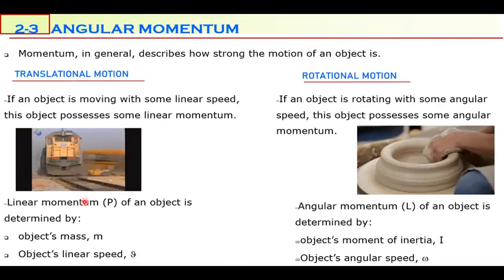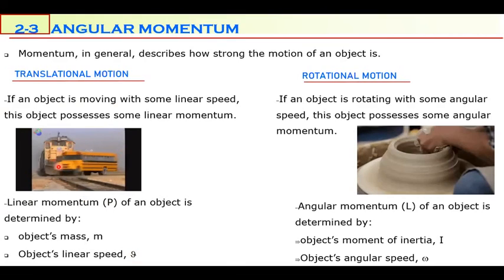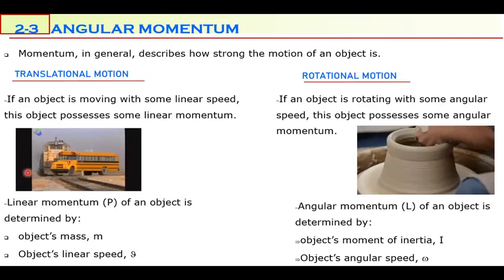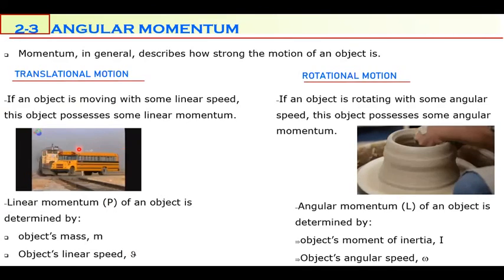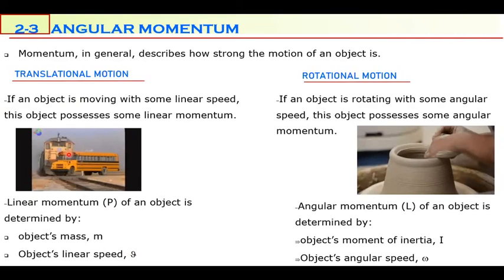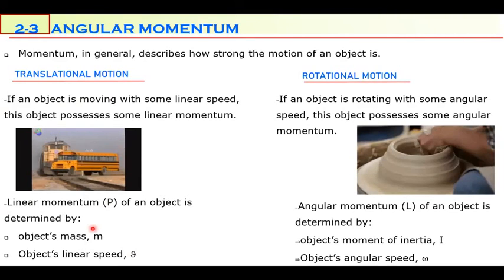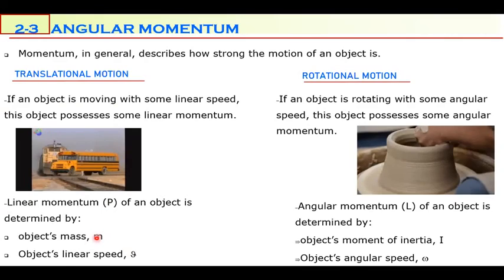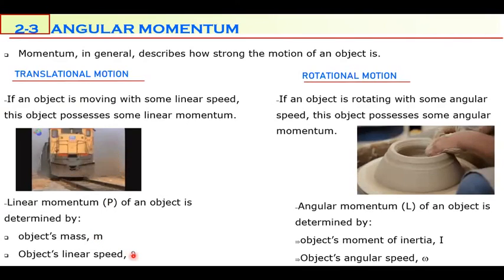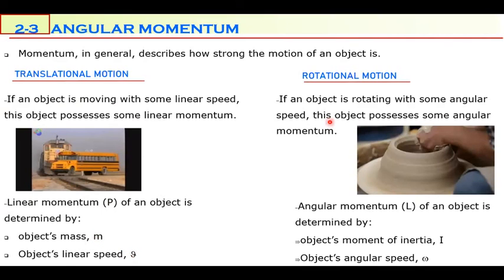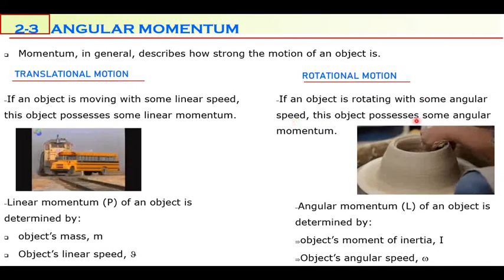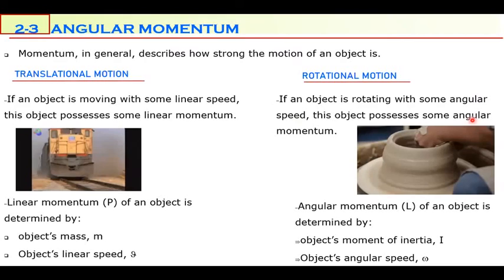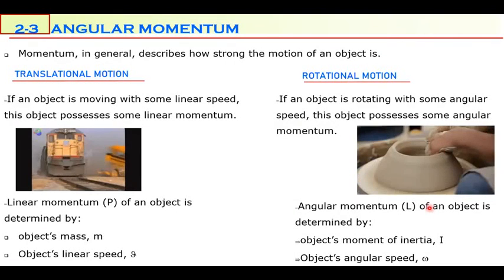So this train has momentum because it has a very big mass. It also has a big speed. In fact, the speed is not so big, but the momentum is huge because momentum is proportional to mass and also proportional to speed. In rotational motion, if an object is rotating with some angular speed, this object possesses some angular momentum. The angular momentum symbol is L.